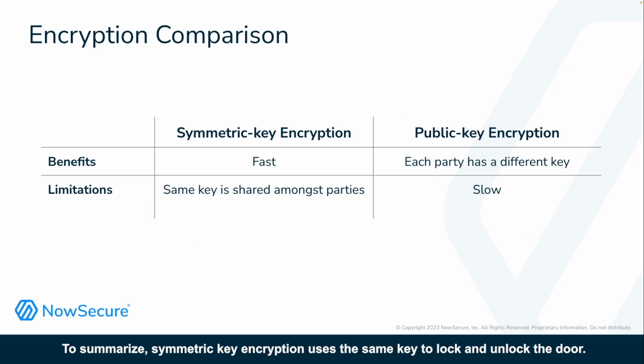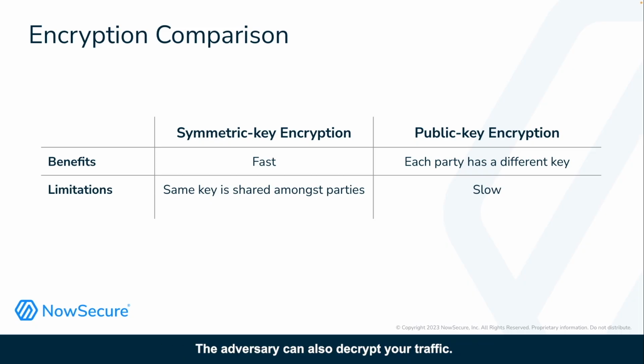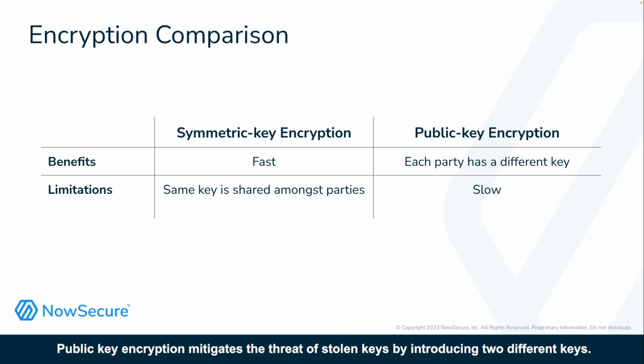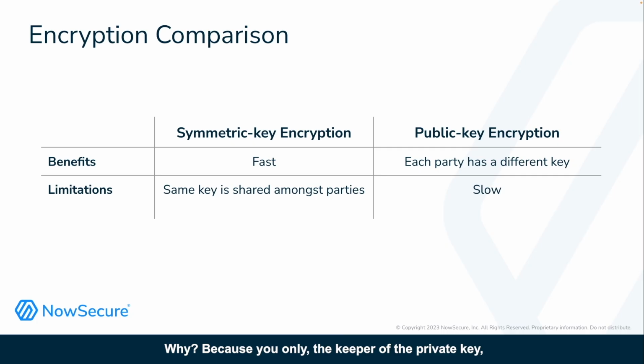To summarize, symmetric key encryption uses the same key to lock and unlock the door. Symmetric key encryption is efficient, but how do you safely share that key with others? Assume that a key you've shared is lost or compromised. The adversary can also decrypt your traffic. Public key encryption mitigates the threat of stolen keys by introducing two different keys. If somebody steals the public key, it's okay. They cannot decrypt other people's data. Why? Because you only, the keeper of the private key, can unlock the door to view shared data.